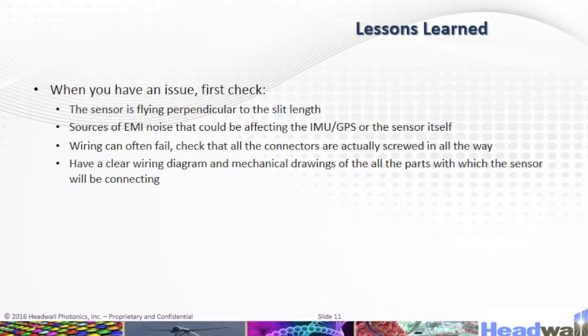Lesson learned: when you have an issue, first check that the sensor is flying perpendicular to the slit length, and look for sources of EMI noise that could be affecting the IMU and GPS or the sensor itself. Have a clear wiring diagram and mechanical drawing of all the parts with which the sensor will be connecting. That's very helpful.